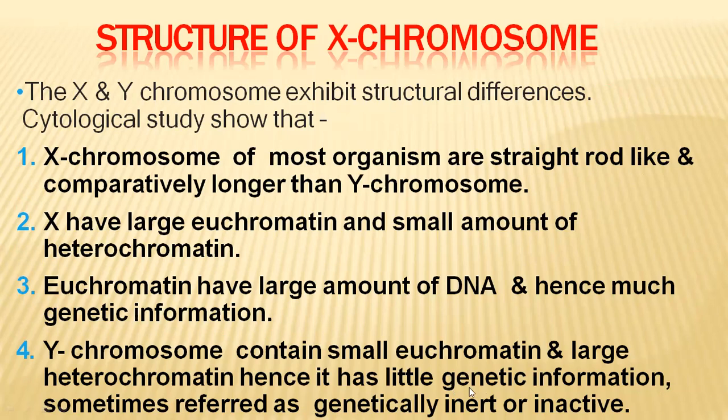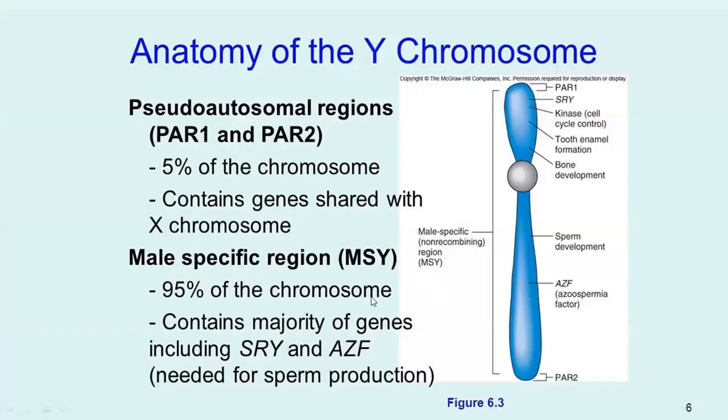That means only a small number of genes will be there. The remaining DNA is nothing but junk DNA. And that's why the Y chromosome is sometimes referred to as genetically inert or inactive. Let us see the structure of the Y chromosome.